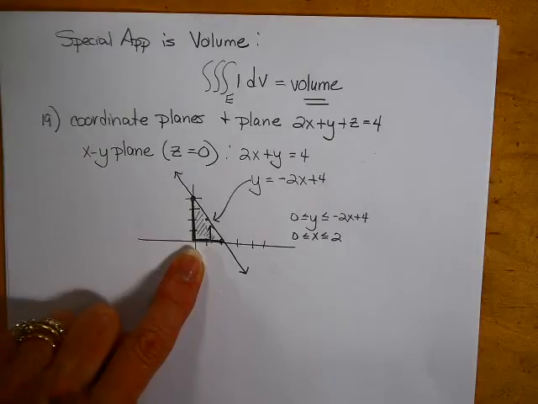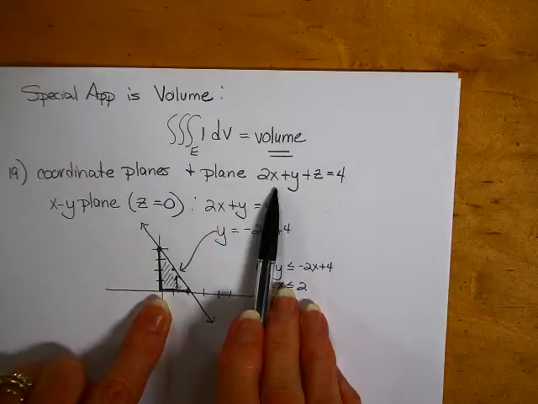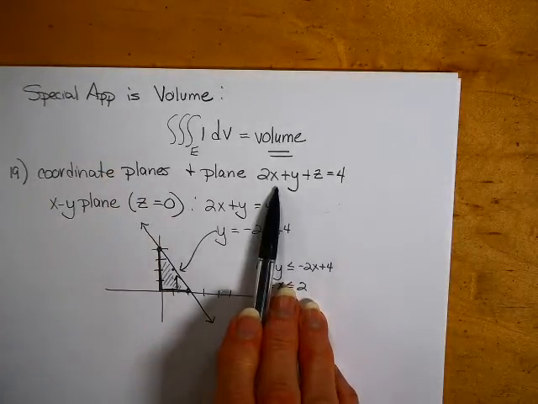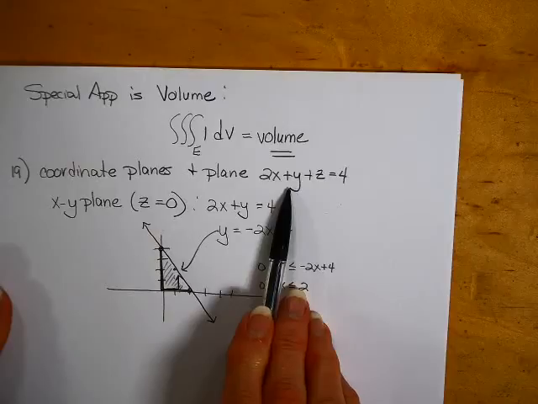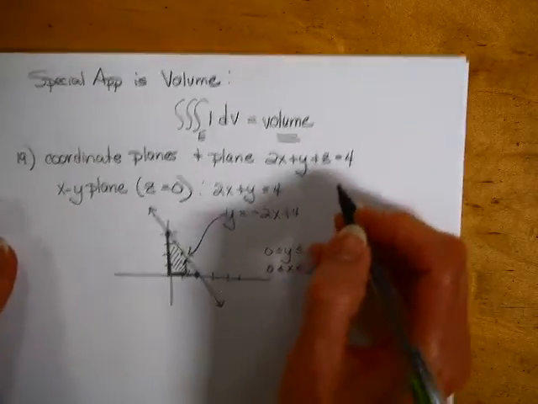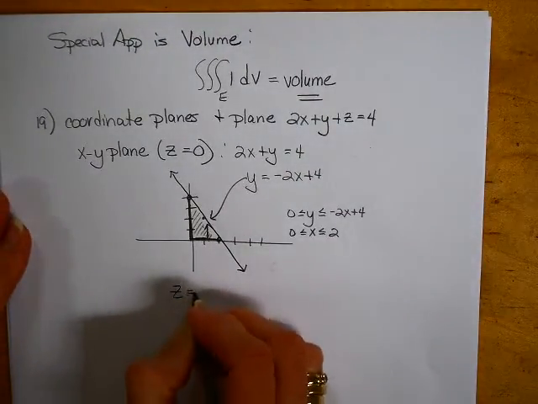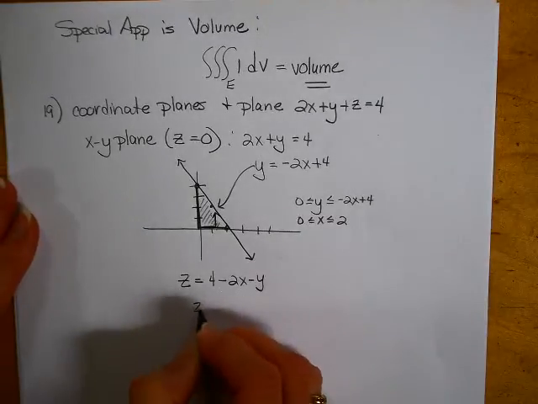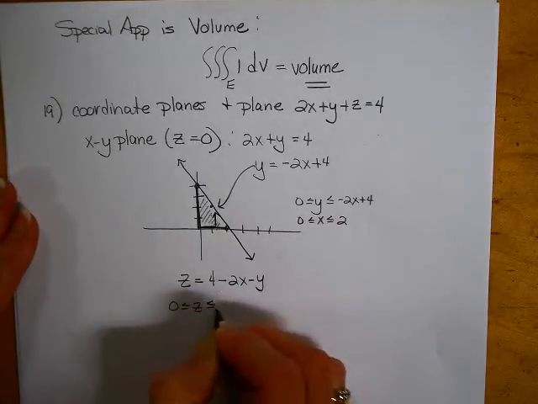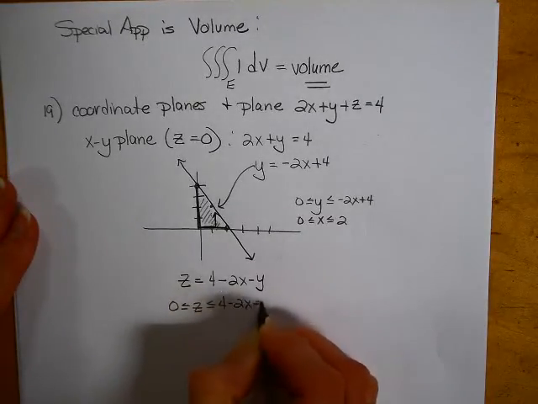Now to get the third integral, they said use a triple integral, you have to know what your z's range from. Well, your z's are going to range from the coordinate plane, the xy plane, to this. This is the top. Just solve this for z. So 0 to whatever this is when you solve for z. z is equal to 4 minus 2x minus y. So your z's are going from 0 to 4 minus 2x minus y.